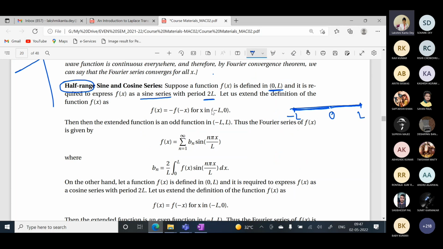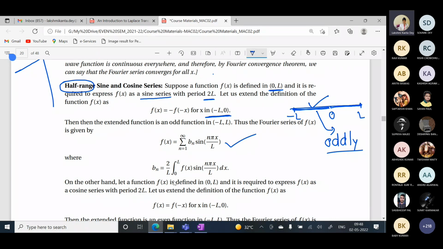Now come to here. That means in the other half, we like to extend it like f of minus x equal to minus f(x) for x belonging to this interval, this portion. I like to extend it oddly. Then ultimately, what is your Fourier series? There will be no cosine terms. So An will be 0, only the sine terms, Bn, will be coming.